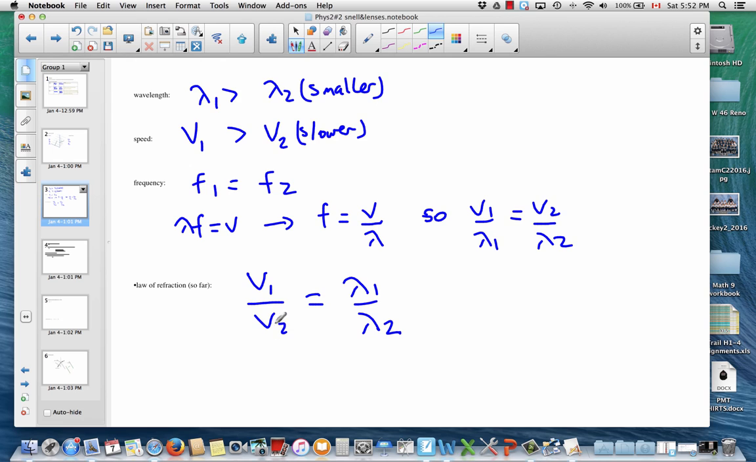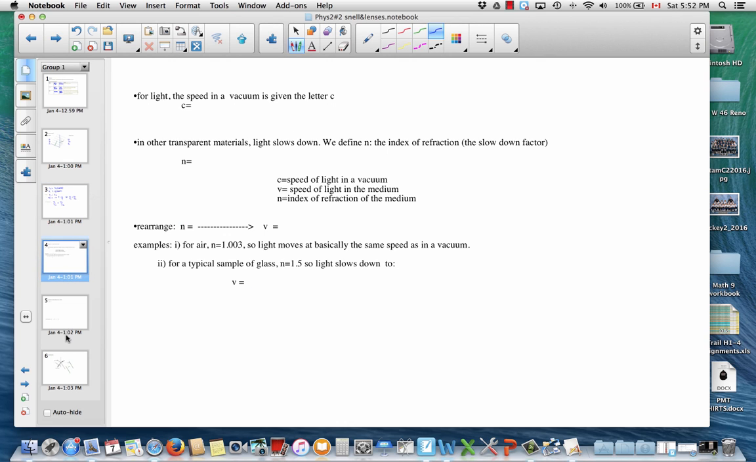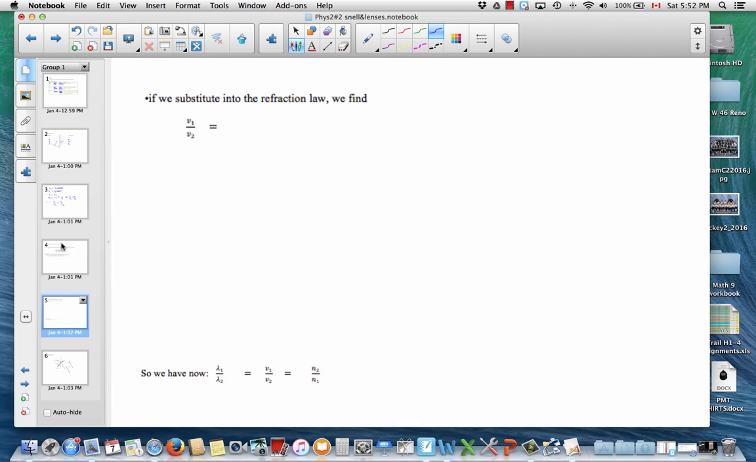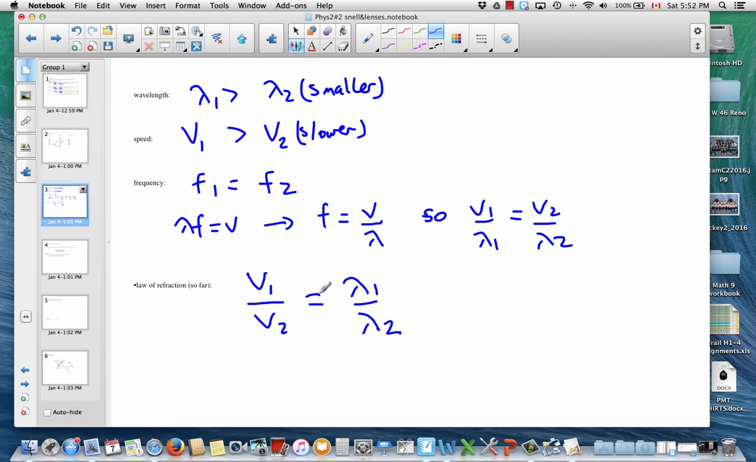Now, because V2 got slower, this was a smaller number. And I think I actually want to do this the other way around, don't I? Let's see. I want the ones in the top. No, that's correct. Okay, good. So because V2 got slower, that means this number is bigger than 1, lambda 2 must also get smaller.